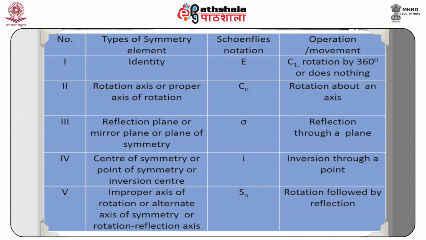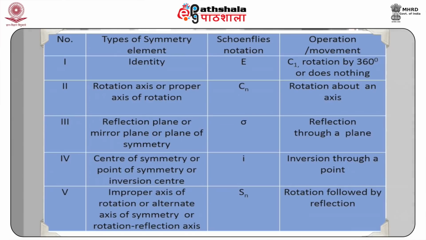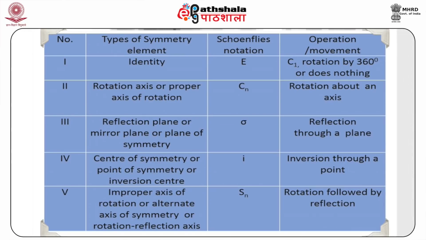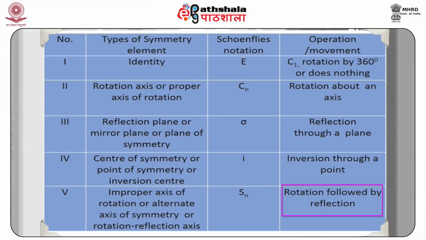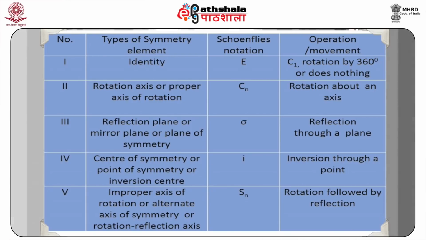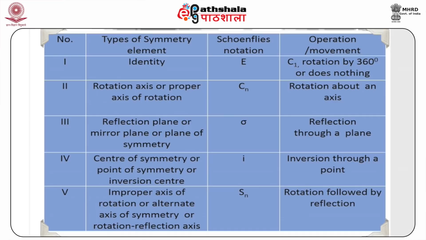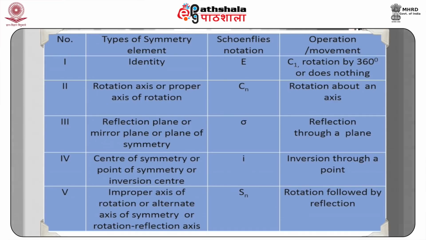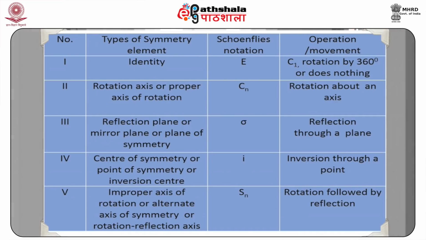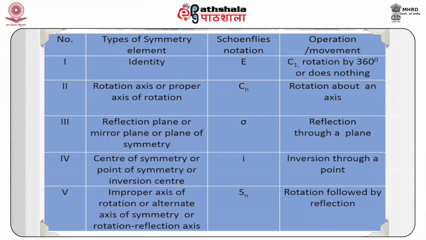That is, an Sn axis is a combination of a rotation axis followed by a reflection in a plane perpendicular to this rotation axis. So, in a molecule we will have identity, proper axis of rotation, reflection plane, center of inversion, or Sn axis of rotation. Let us take the fifth symmetry element.